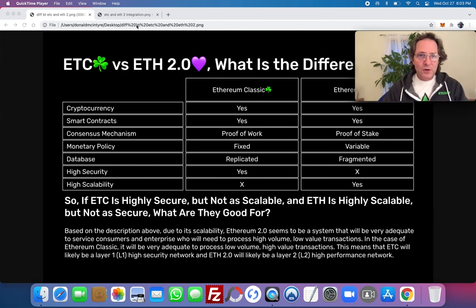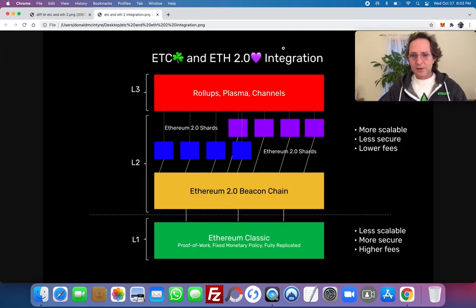I am going to show this. The last line is, this means that ETC will likely be a layer 1 highly secure network, and Ethereum 2 will likely be a layer 2, L2, high performance network. I'm going to show this to illustrate this last part.